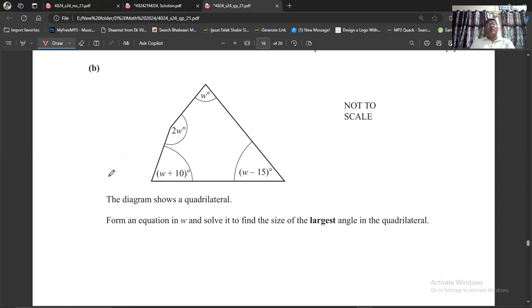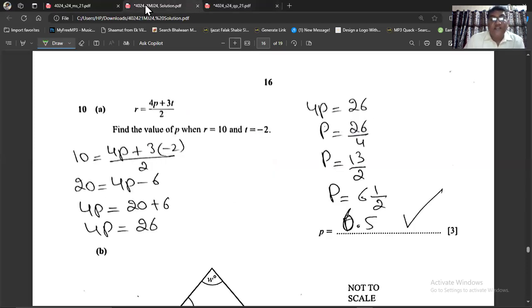The diagram shows a quadrilateral. Form an equation in W and solve it to find the size of the largest angle in the quadrilateral. If you pay attention, if I add this angle, this angle, this angle, this angle, these 4 angles, their sum will be 360. From there, I will find the value of W. Then you can see this is an acute angle, this is an acute angle, this one is an acute angle, but this angle is obtuse. So this is the largest angle. So I will substitute that value of W here, so I will find the value of this angle.